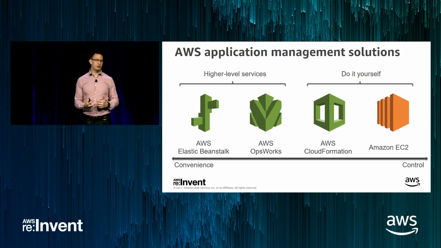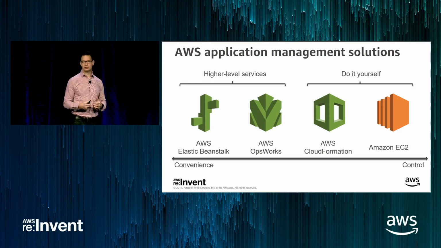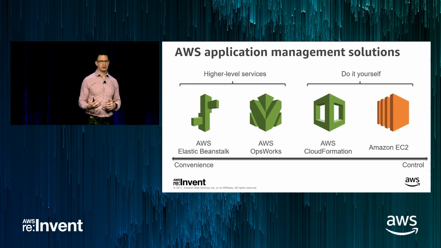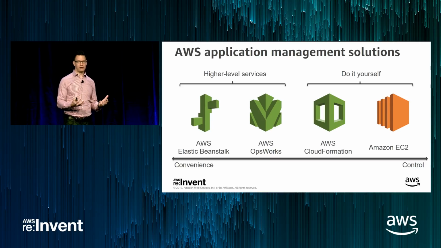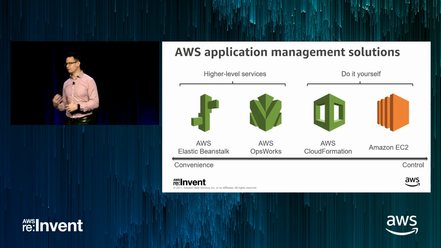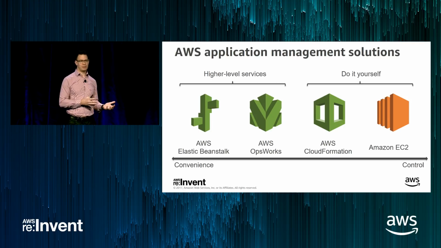Now, if you want more control than that and you like configuration management, AWS OpsWorks gives you the ability to use Chef or Puppet to describe what you'd like your instances to behave like, using things like Chef recipes, and it will handle provisioning those instances and configuring them and keeping them configured to the way that you need them to be. Now, going further than that, giving you even more control is AWS CloudFormation.